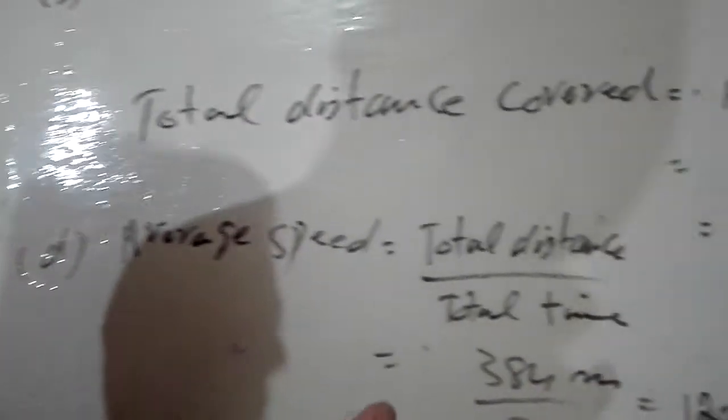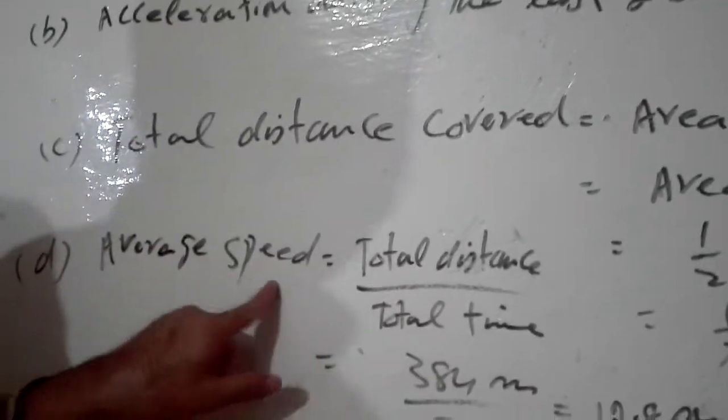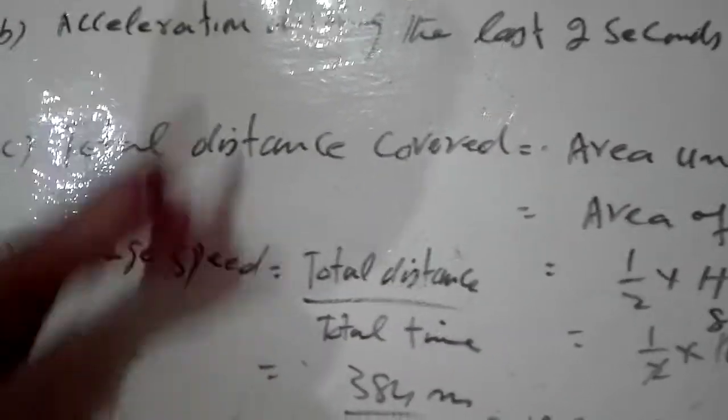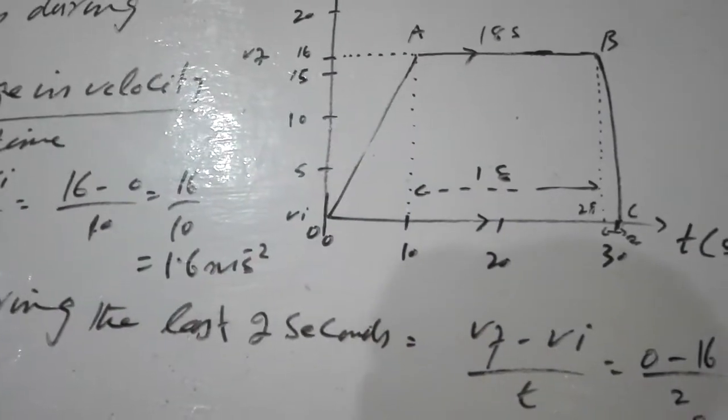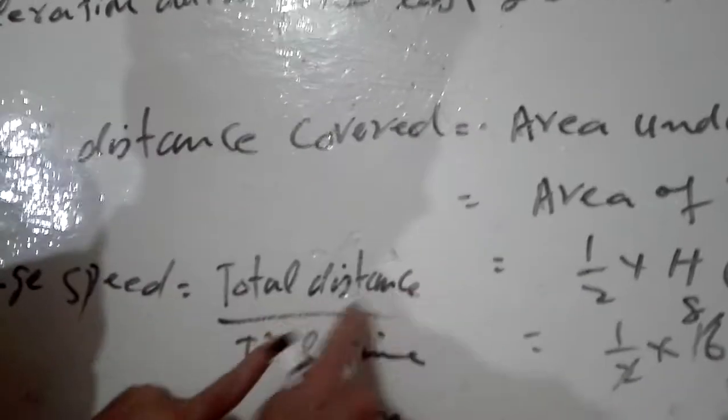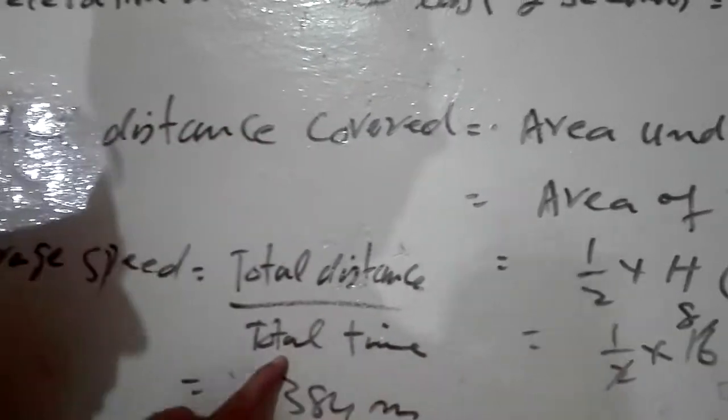Okay, now the last question is very easy. You can also solve it by yourself. He has asked you about average speed: find the average speed throughout the whole journey. So what is the formula for average speed? The formula for average speed is total distance covered divided by total time. You also have to memorize this.